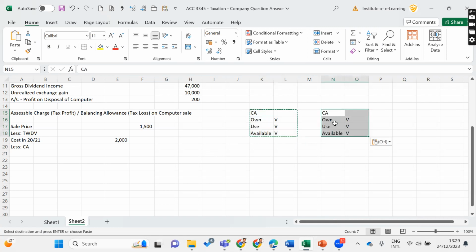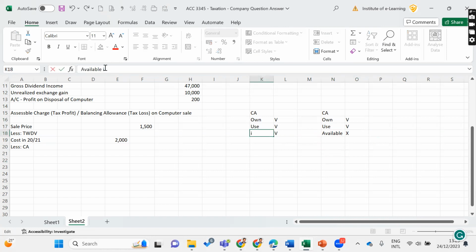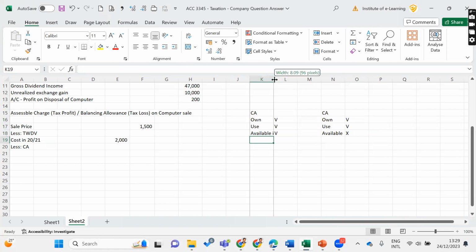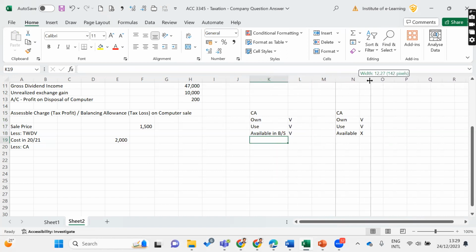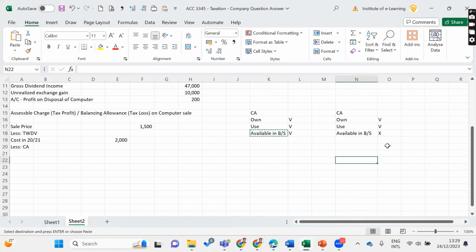In the year of disposal, විකුණන අවුරුද්දේදී මොකද වෙන්නේ? Ownership එක තියෙනවා, use කරලත් තියෙනවා, but අවුරුද්ද අවසානයේදී බැලුවොත් at the end of the year it is not available. මාස 31 වෙද්දී balance sheet එකේ available in the balance sheet. If you want, you can write down available in the balance sheet. So BS, right? Available in the balance sheet, right? If it is not available in the balance sheet, in the sense you can't claim the capital loss. Again, විකුණන අවුරුද්දට share capital loss claim කරන්න බෑ, right? විකුණන අවුරුද්දට capital loss claim කරන්න බෑ.